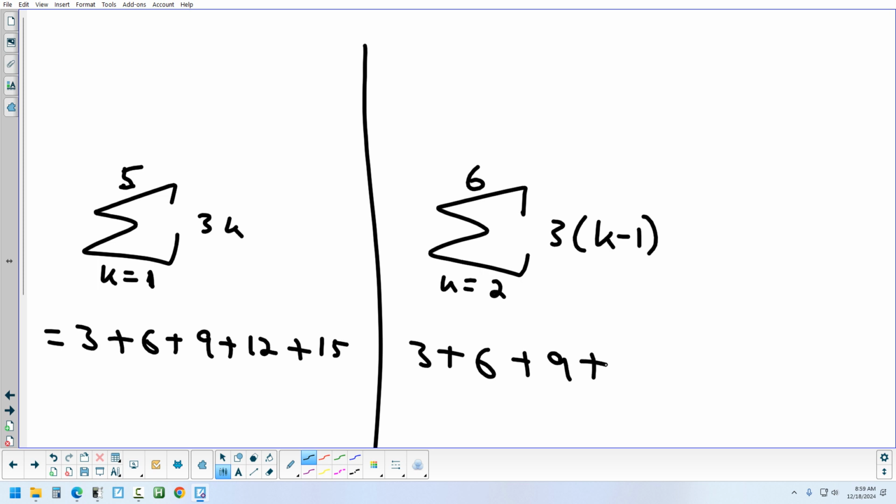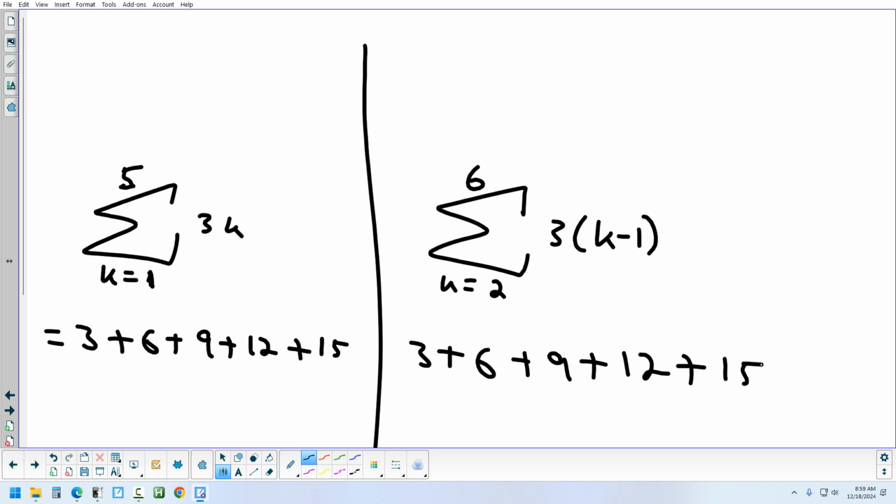And you can see what's going to happen. 5 is the next one. That's going to be 4 times 3. And 6 is the last one. 6 minus 1 is 5. 5 times 3 is 15. So how does the answer to the left problem and the right problem compare? The same. It is the exact same thing. There is no difference between those two problems.